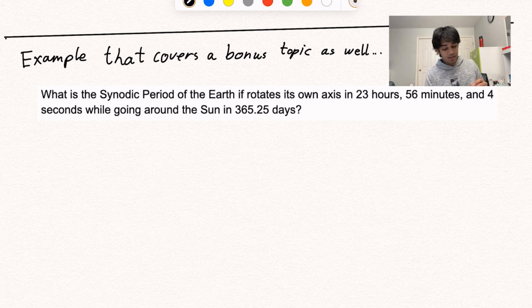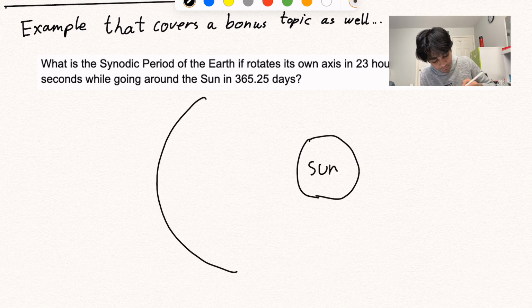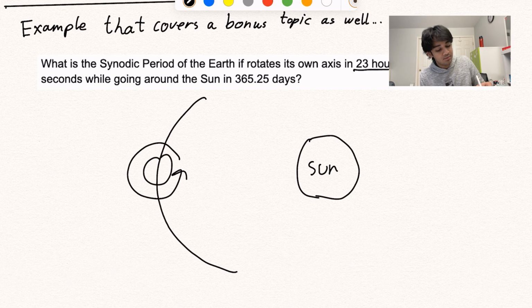Now, the first question that might come to mind, and this is our bonus topic, is shouldn't a day be 24 hours? Let's just say the sun is over here, and then the Earth is orbiting over here. The time it takes for the Earth to go around its own axis once is almost exactly 23 hours, 56 minutes, and 4 seconds, which is 4 minutes less than a day.